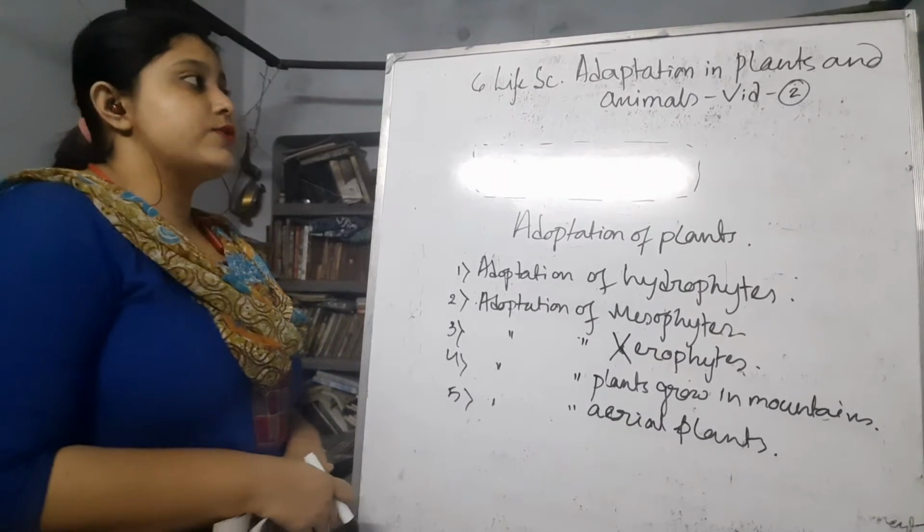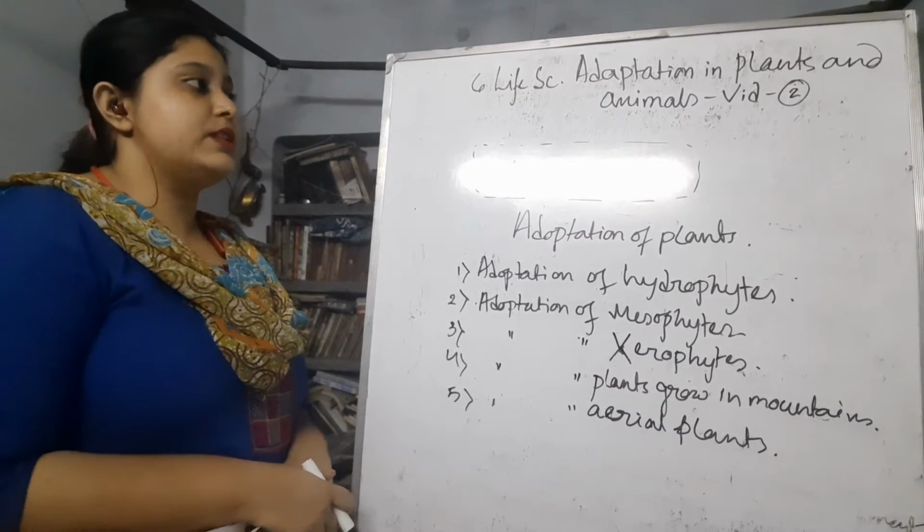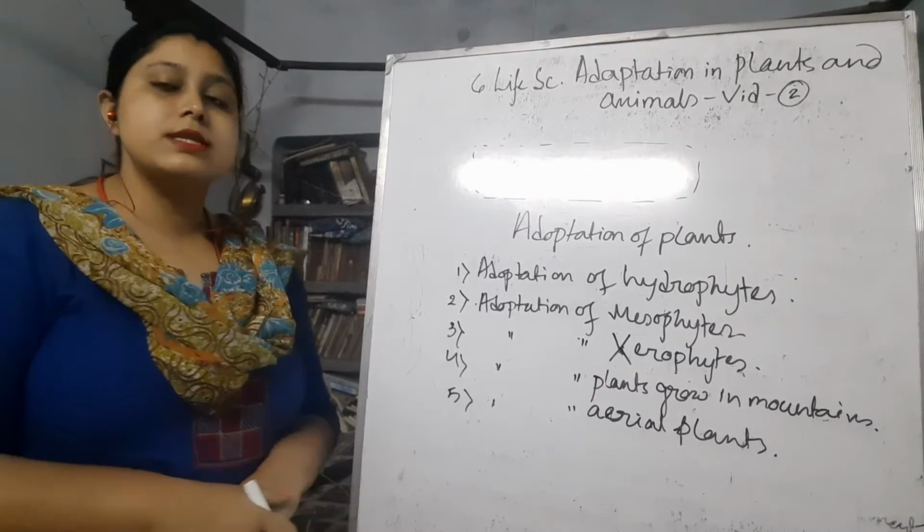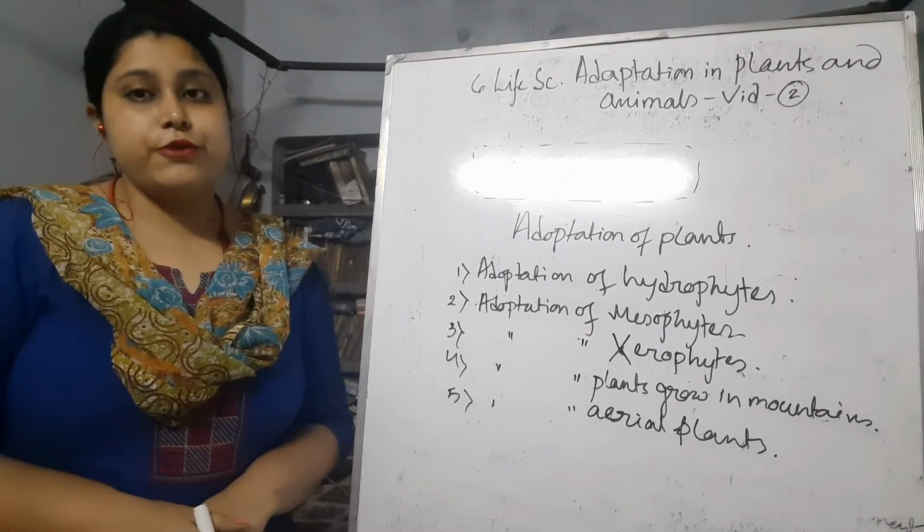This video is for class 6 life science, and the chapter that I am going to discuss today is the adaptation of plants and animals. This video is part 2 of this chapter.